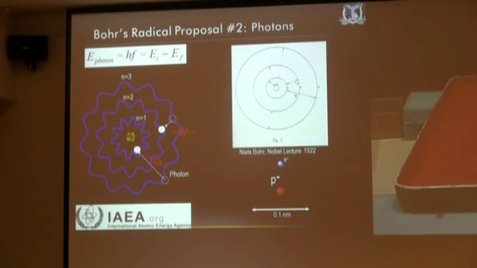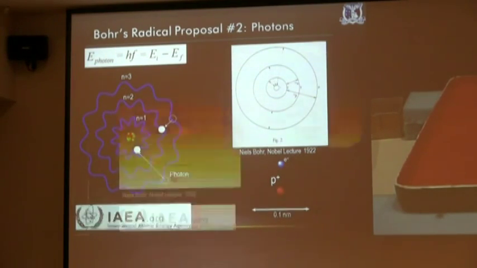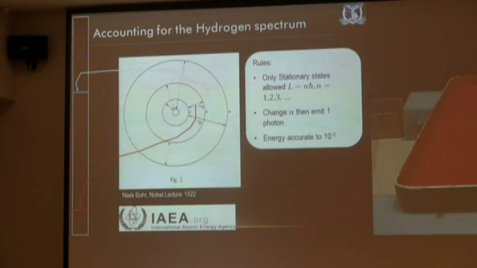Now, in physics, it's fine to have radical ideas, but it's not fine to have radical ideas that don't work. So what Bohr had to do with these radical ideas is find a physical system that he could apply them to. And of course, the hydrogen atom, the simplest possible element in the periodic table, a single proton with a single electron in orbit around it, was already known to produce a spectrum of light.